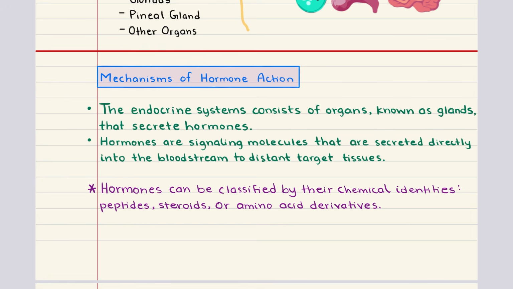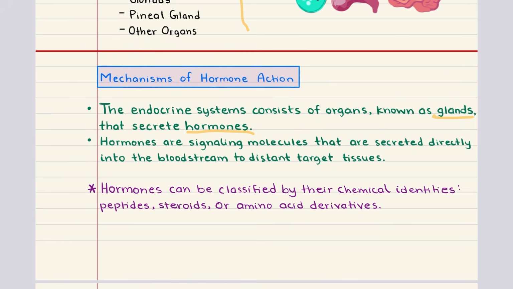Mechanisms of hormone action. The endocrine system is made of specialized organs called glands that secrete chemical messengers known as hormones. These hormones are released directly into the bloodstream, where they're going to travel to distant target tissues and then trigger specific physiological responses. Now, unlike the nervous system, which uses rapid electrical signals for short-term control, the endocrine system actually relies on chemical signals that are slower but longer lasting.